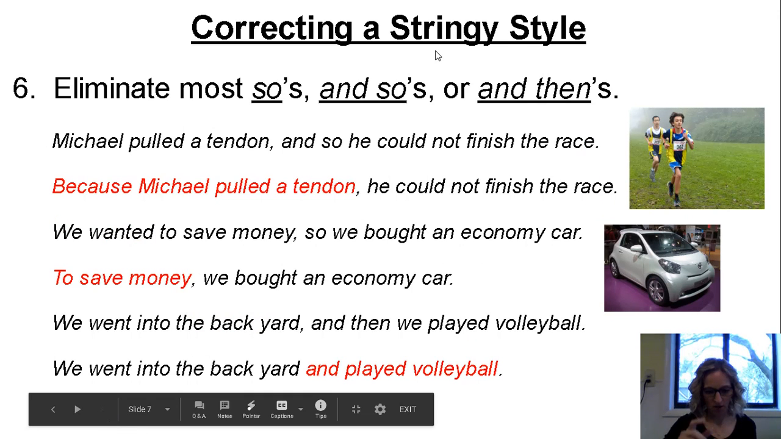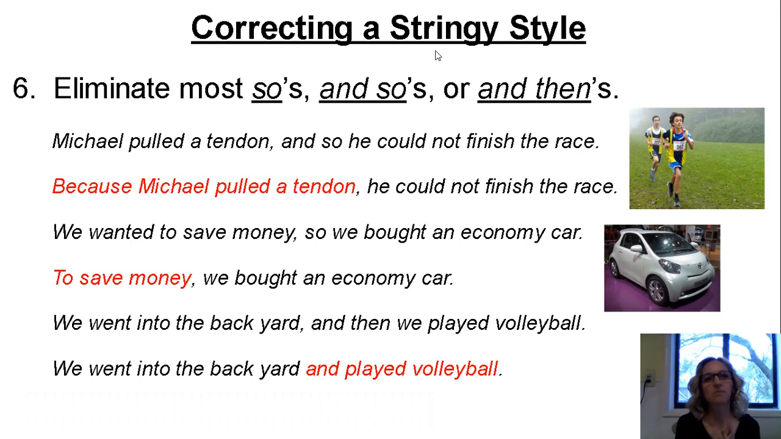And then another way that we can correct it is by eliminating. Make sure you eliminate so or and then. Get rid of those things. Let's look at a few examples here. Michael pulled a tendon, and so he could not finish the race. Let's make it into an adverb clause again. Because Michael pulled a tendon, he could not finish the race. Let's look at another one. We wanted to save money, so we bought an economy car. Let's get rid of the so and just make this into an infinitive. To save money, we bought an economy car.